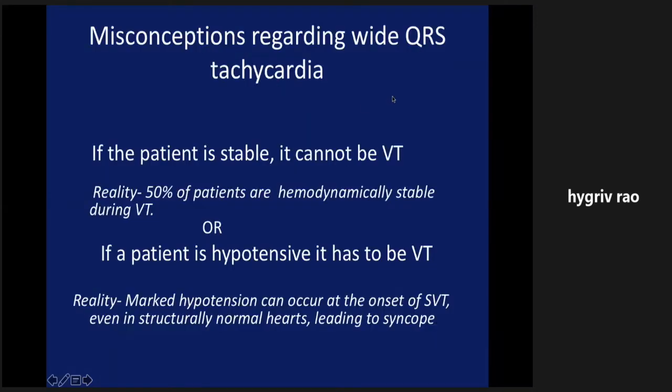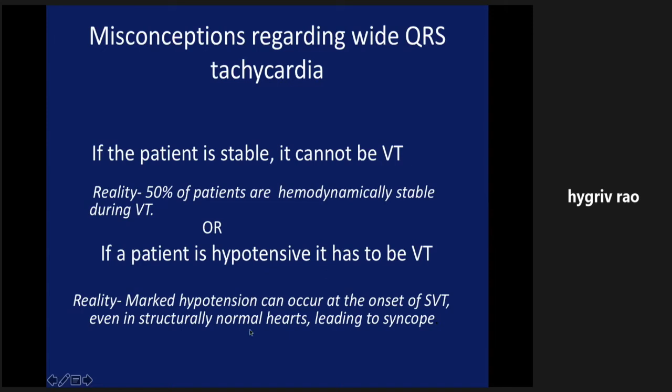The second misconception is, if the patient is stable, it cannot be VT. No. 50% of the patients are hemodynamically stable during VT. So if a patient comes to your clinic and sits in front of you with a wide QRS tachycardia, that is not the reason to say it's not VT. It could be VT also. Second thing is, if the patient is hypotensive, it has to be VT. Again, if the blood pressure drops, VT.